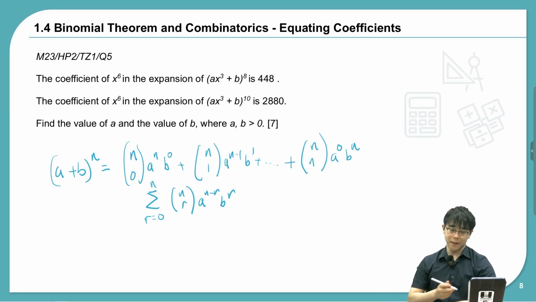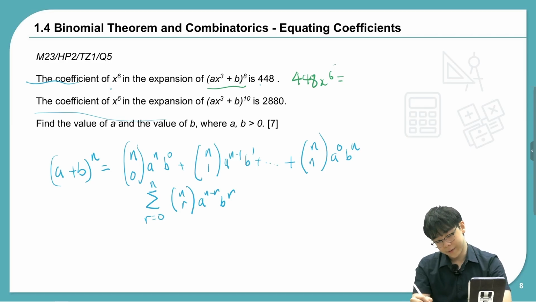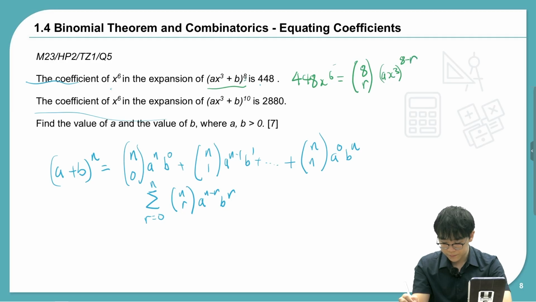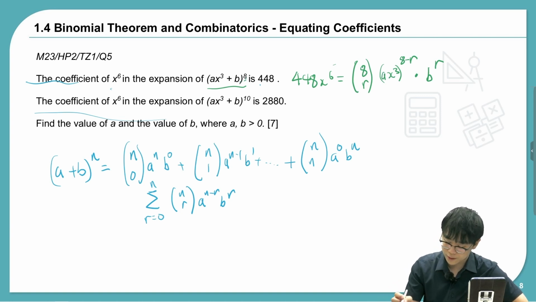So you just need to use this template to interpret these two statements. Right? Then we'll be able to solve for a and b. So 448 is the coefficient of x to the power of 6. So we get 448 x to the power of 6 as a result of one of the possible values of r. Right? So since the n is 8, we would have 8 choose r times ax cubed to the power of 8 minus r times b to the power of r. Right, so we should choose the right value of r in order to get x to the power of 6, and then we can work out what the coefficient's going to be.